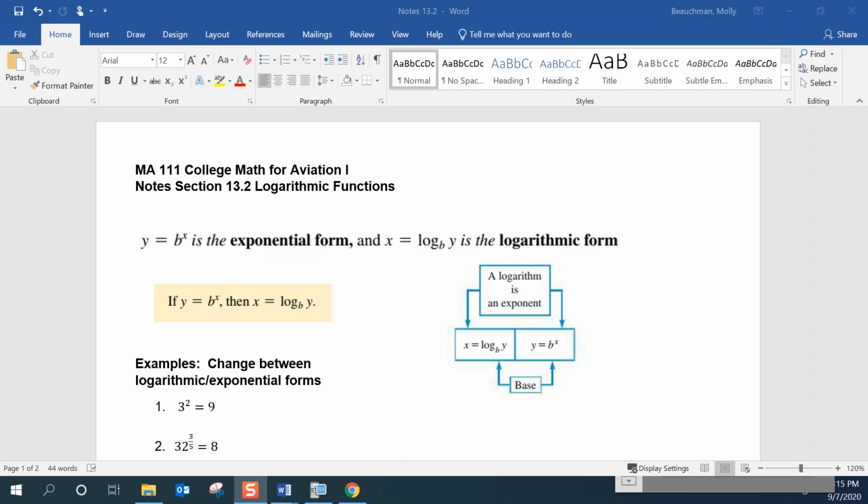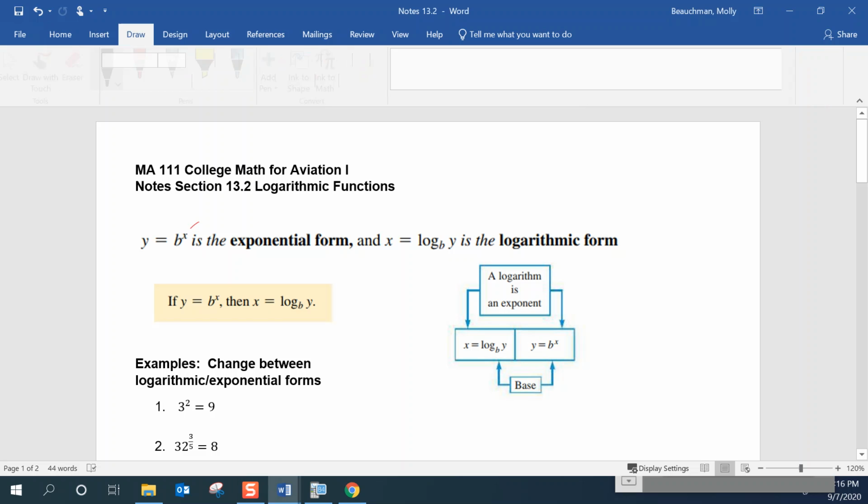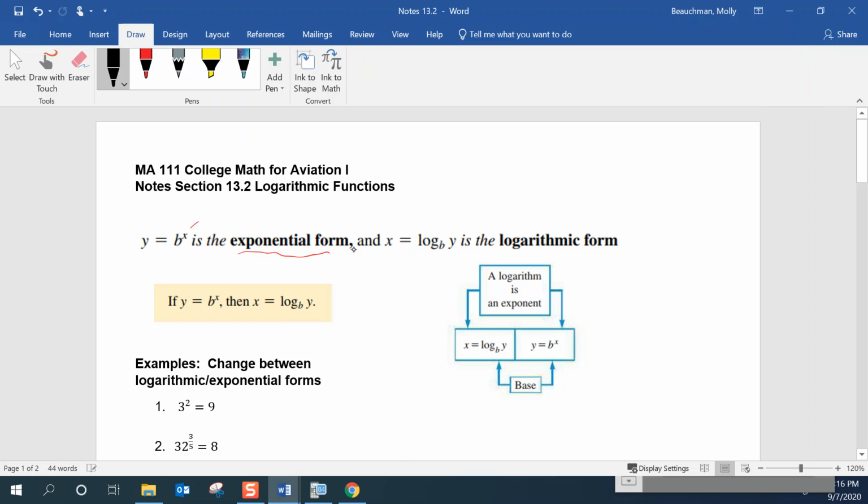In this video, we're going to take a look at something called a logarithmic function, and it's another way to express an exponent. So if y equals b to the power of x is the exponential form of an equation or a function, then x is equal to log base b of y is called the logarithmic form. So how do we convert between the two?